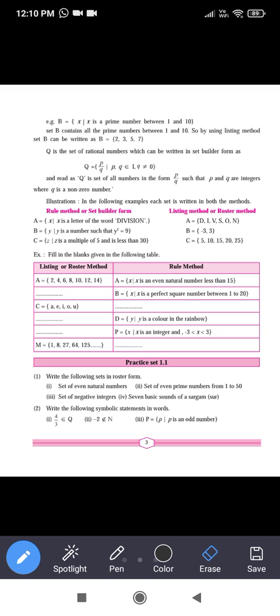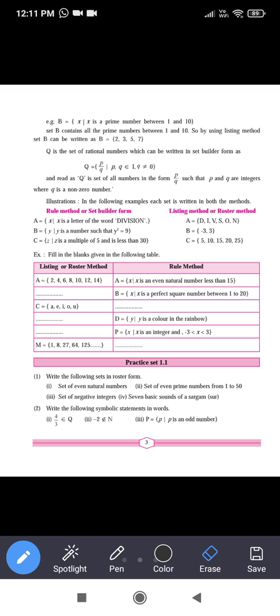Now next, set C is the set of all z such that z is a multiple of 5 and is less than 30. Multiple of 5 means those numbers which are divisible by 5 are called multiples of 5. Now the smallest number divisible by 5 is 5, after that 10, next 15, next 20, 25. Here we cannot write 30 because it is given less than 30, so it will be up to 25.